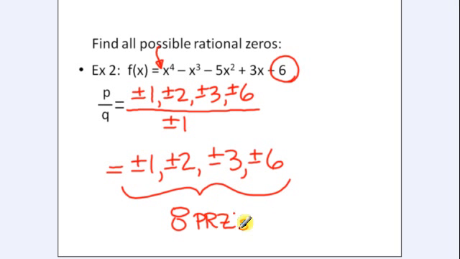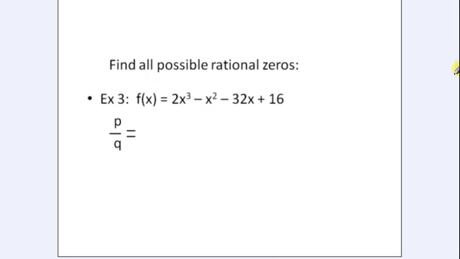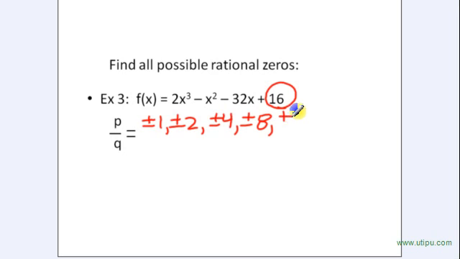Let's do another example, and we'll also look at why this works. All right, larger numbers mean we have more factors. So, looking at our constant term, a lot of things go into 16. Positive negative 1, positive negative 2, 3 does not go evenly into 16, 4 does, 4 times 4 is 16, 5 does not, 6 does not, 7 does not, but 8 does. 8 times 2 is 16. And then let's not forget 16 either.